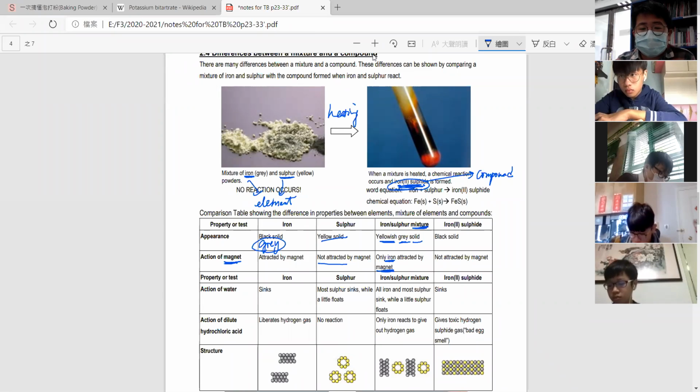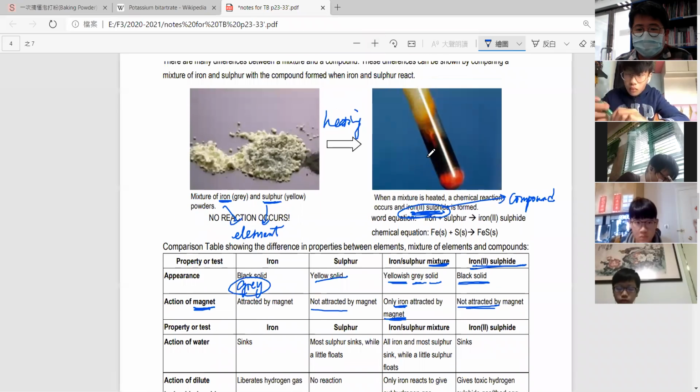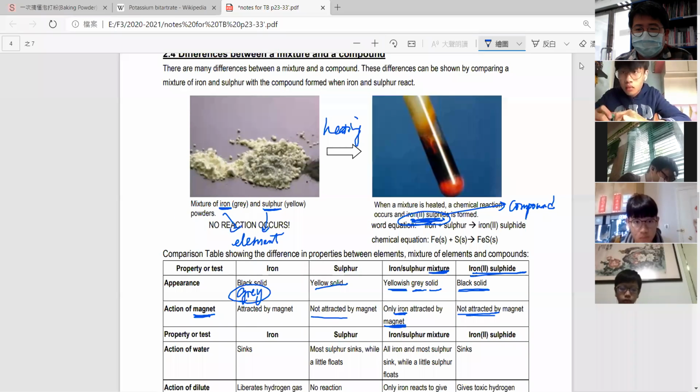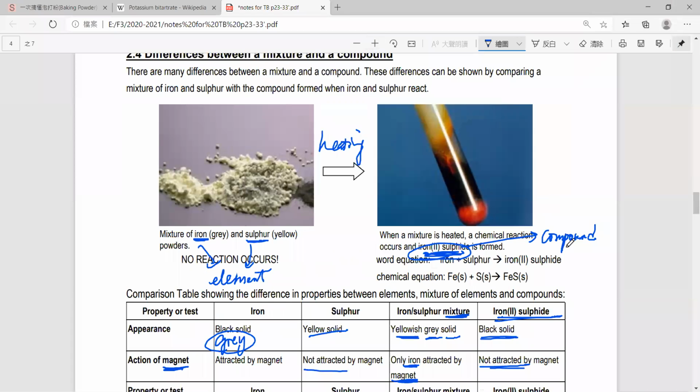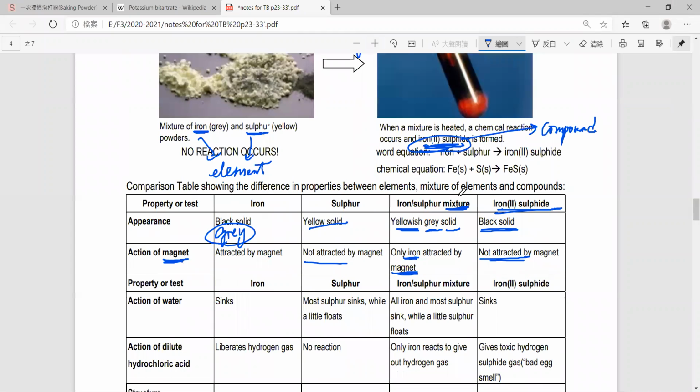And what about the action of the magnet on the new substance? You claim you have made a new substance, right? So it's best to test it. First of all, the solid is black, but it's not attracted by the magnet. So by doing so, you start to think: have we started making a new substance? Okay, so this is our way to think of the idea.